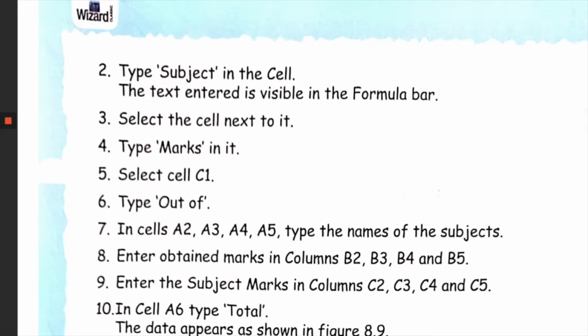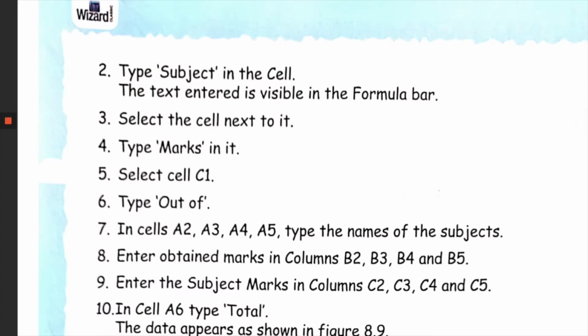In cells A2, A3, A4 and A5, type the names of the subjects. You should give the names of the different subjects for which you are entering the marks. Enter obtained marks in columns B2, B3, B4 and B5. You need to enter the marks in the respective columns. Enter subject marks in columns C2, C3, C4 and C5.